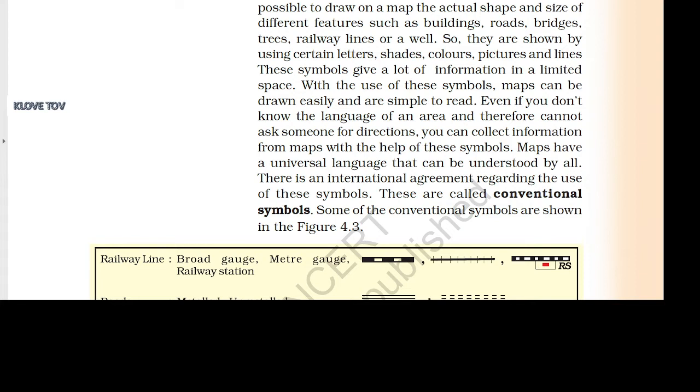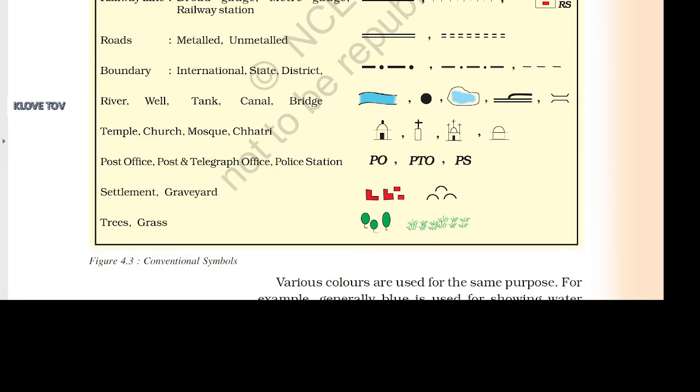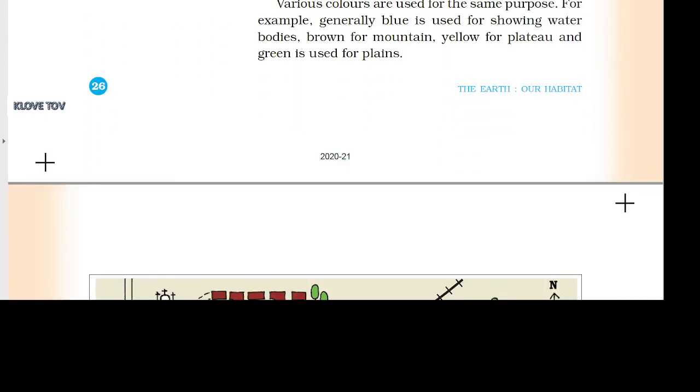Maps have a universal language that can be understood by all. There is an international agreement regarding the use of these symbols. These are called conventional symbols. Some of the conventional symbols are shown in the figure 4.3. Various colors are used for the same purpose. For example, generally blue is used for showing water bodies, brown for mountains, yellow for plateaus, and green is used for plants.